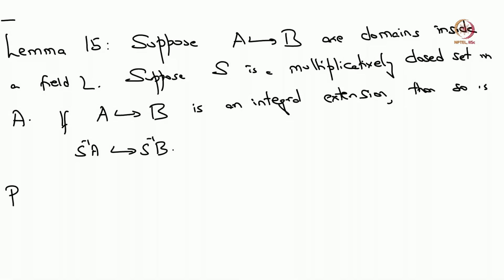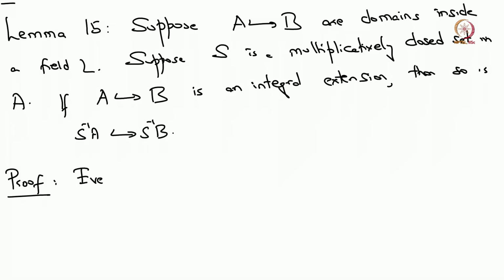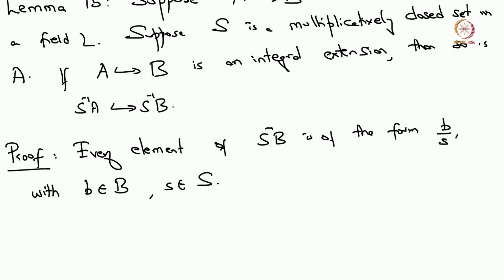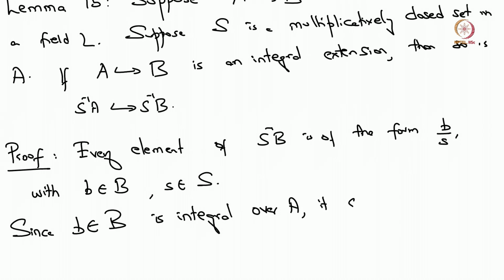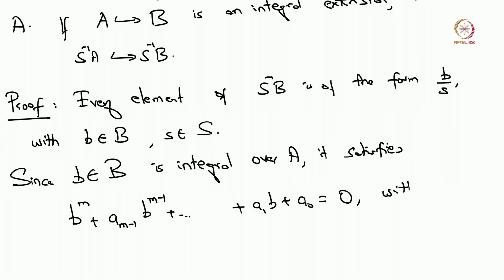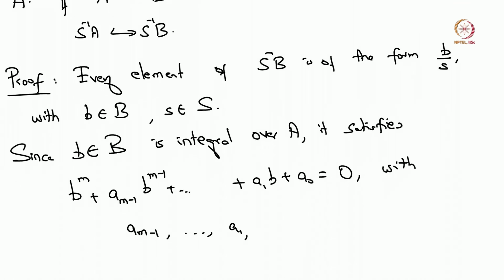Okay, so let's do a quick proof of this. Every element of this localization S inverse B is of the form b over s, where the numerator belongs to B and the denominator belongs to S. And since every element of the ring B is integral over A, little b, which belongs to big B, is integral over the ring A, so it satisfies a monic polynomial over A. So you have b to the m plus a_{m-1} b to the m minus 1, and so on, plus a_1 b plus a_0 equals 0, with these coefficients a_{m-1}, ..., a_1, a_0 belonging to A.